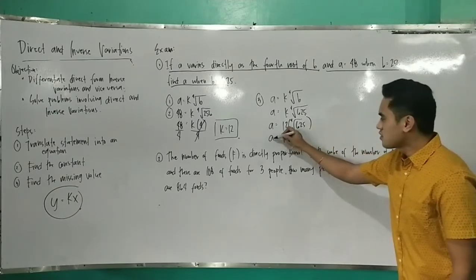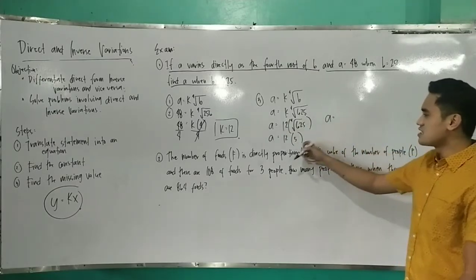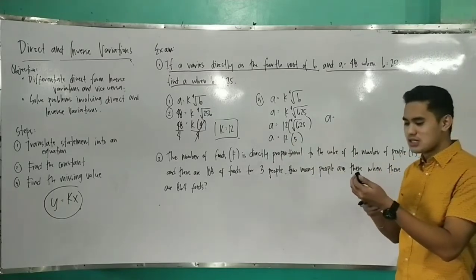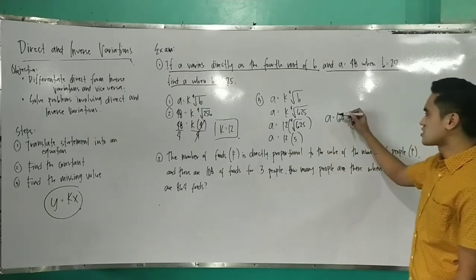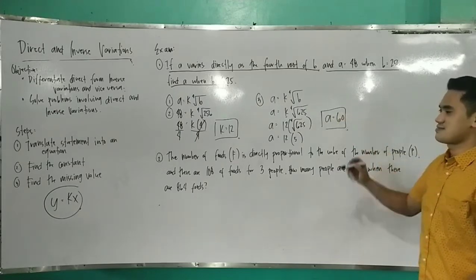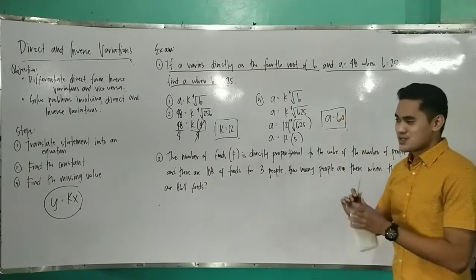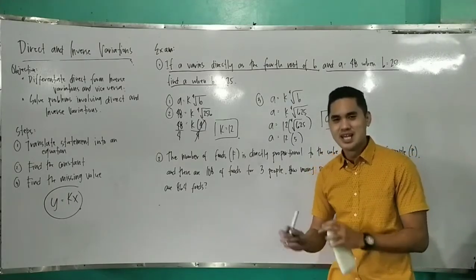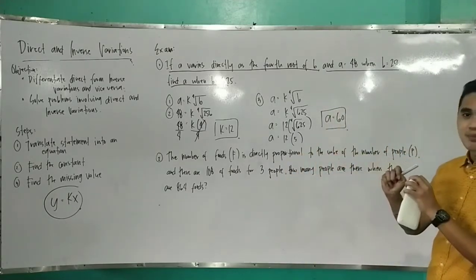Then, for the last one, ang P natin, so 12 times 5, so bali dyan, meron tayong 60. So, the final answer is 60. Ayan. Okay. So, kung medyo nalilito, pwede naman balikan. Okay. So, next example tayo, example number 2.